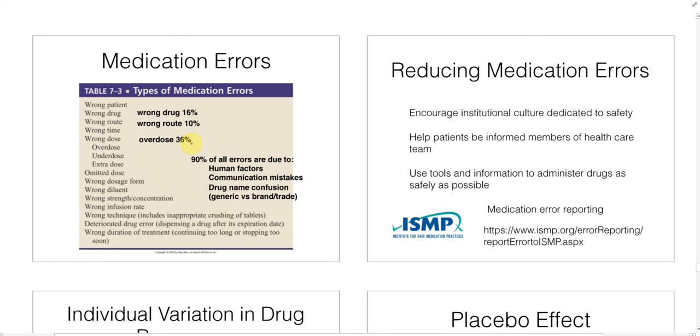Overdoses are very common at 36%. Wrong drugs are given on a regular basis, as are the wrong routes used to give certain meds. We want to promote a culture of safety.